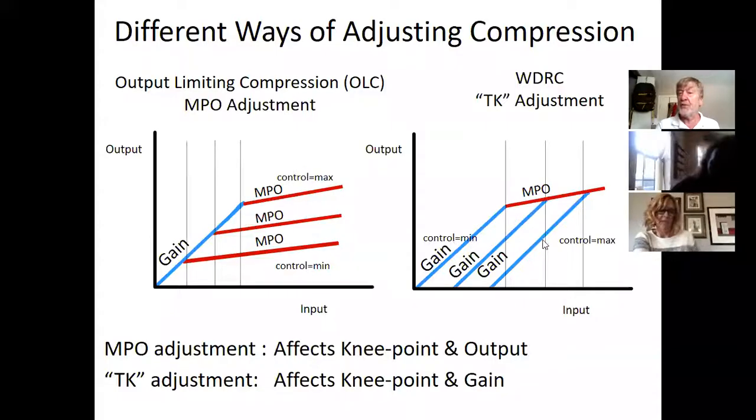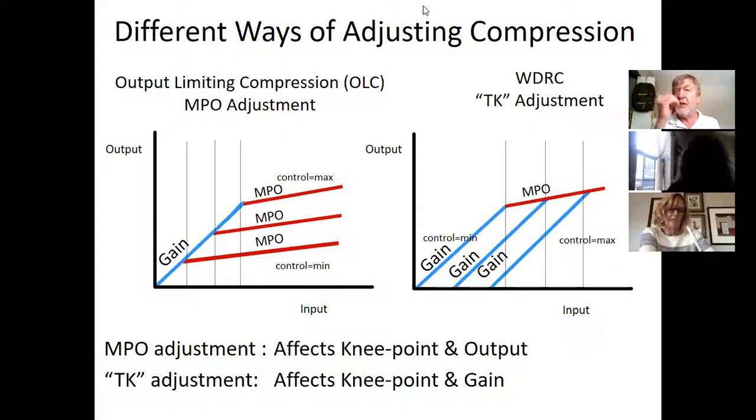Okay. So the TK control, they called that the TK control, threshold knee point control. That's what they called this adjustment. Follow my cursor. Threshold knee point here, threshold knee point here, threshold knee point here. How do we want to change the gain for soft inputs? What was this for? WDRC. Output limiting, what are we adjusting there? The maximum power output. Okay, in a nutshell, that's the two adjustments of compression.